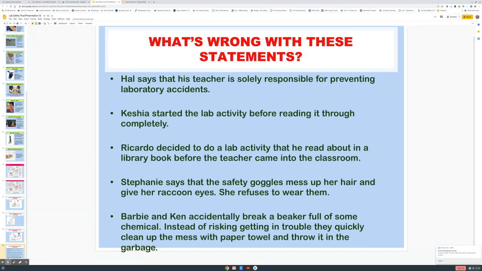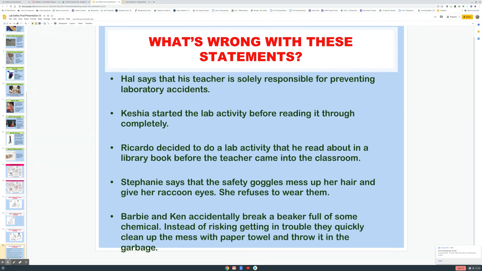Keisha started the lab activity before reading through it completely. We said that you have to read through it. Ricardo decided to do a lab that he read about before the teacher came into class. You don't do your own lab experiment without teacher approval.